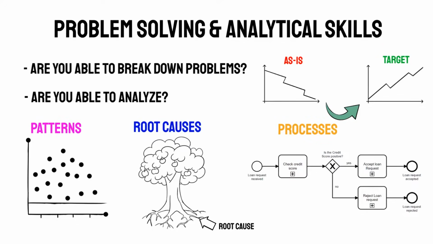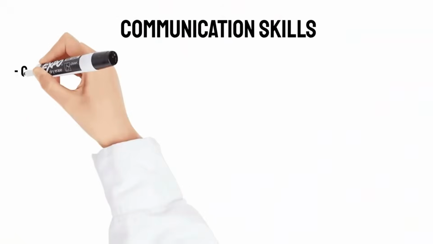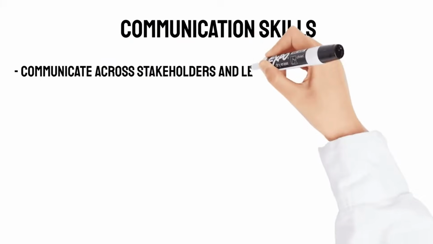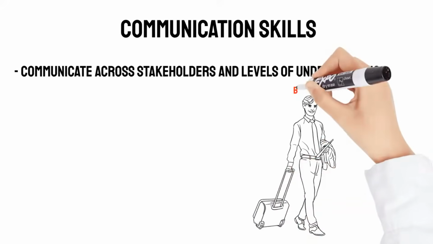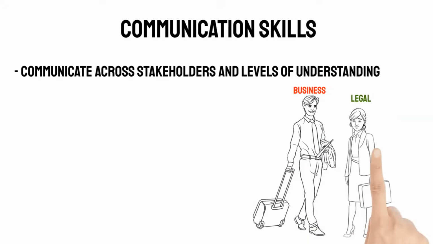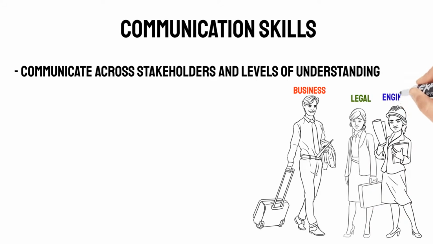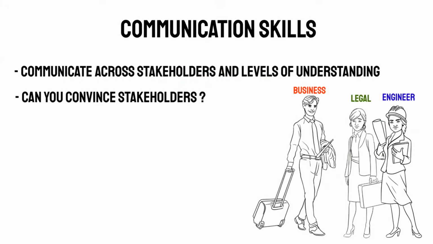The third key skill I want to mention or highlight in this video is the communication skill. Are you able to communicate across various stakeholders and levels of understanding and seniority? You can imagine in your project, you will have various stakeholders like a business stakeholder, engineers, like software developers, or from legal, a compliance officer. The question is always, can you convince your stakeholders of the proposed solution you might have worked on? As a business analyst, you will frequently work on solution designs, and you have to bring those stakeholders together and convince them of the value of your proposal.